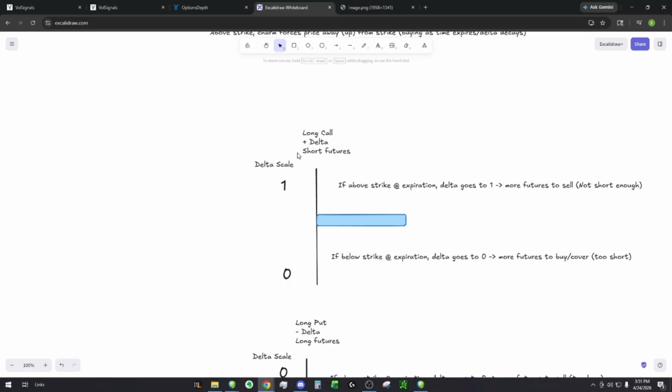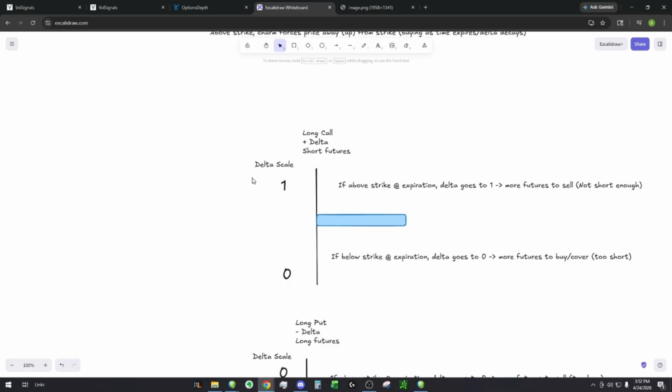So what do we know from this? Long call is positive delta. So the initial hedge is to short futures. Actually, let me back up. So 0 DTE options, they have a shot clock. They either expire in the money or out of the money, and based on that, their delta goes to 1, 0, or -1. So for a long call, the scale would be it's either 0 if we are below the strike or 1 if we're above the strike. So if we're above the strike at expiration, delta goes to 1.